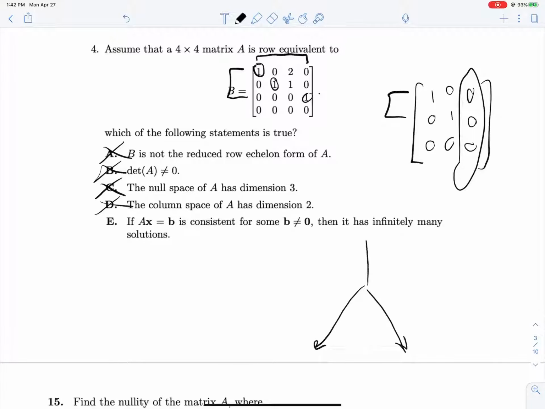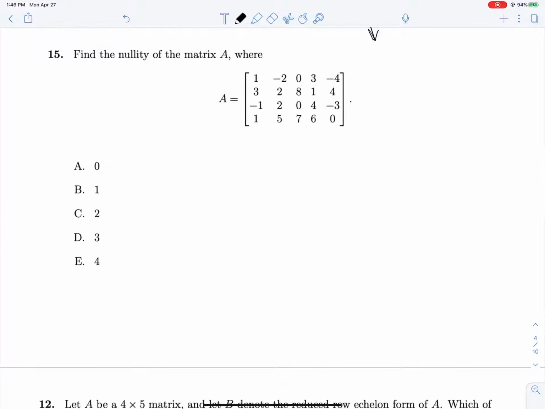If we have our 3x, y, z here, this point right here, this vector, has infinitely many solutions that lead to that vector when you apply the transformation, and those are all of the vectors when you go infinitely up in z and infinitely down in z, because all of those will be crushed onto the same point. So E is correct. Question 15, let's find the nullity of this matrix.